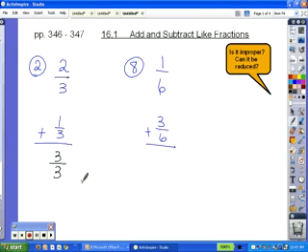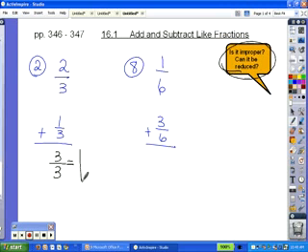But after every problem, we need to come and ask ourselves these questions. First one is, is the answer improper? 3/3 is an improper fraction since the numerator is not less than the denominator. Anytime the numerator and denominator are the same, the fraction equals 1 whole. And 1 cannot be reduced, so 1 would be our answer.